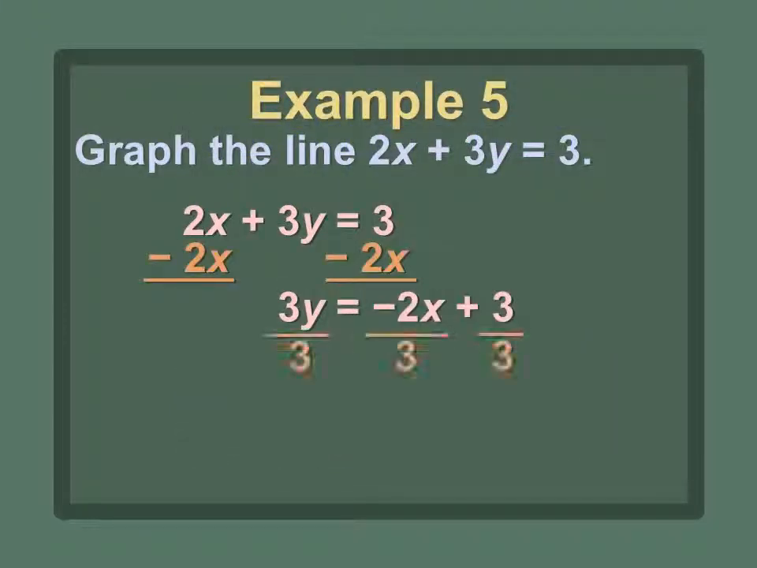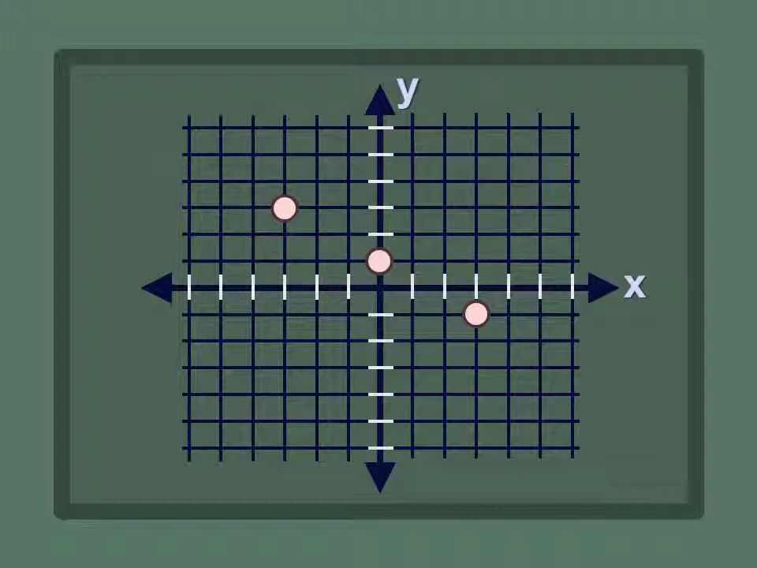The y-intercept was (0, 1), and our slope is negative 2 over 3. So from that point, (0, 1), we need to rise negative 2 and run 3. Again, y-intercept (0, 1). Now we rise negative 2, which means we go down 2, and then we run 3. 1, 2, 3, giving us this point here.